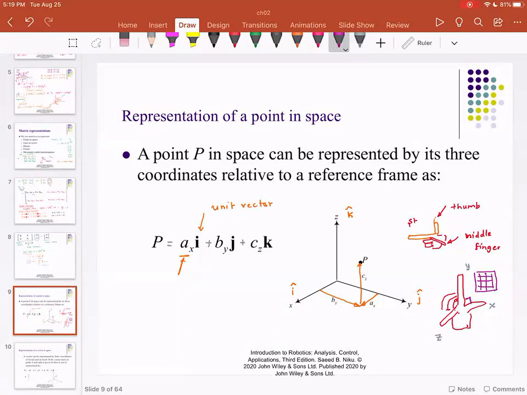And please note that this coordinate system is called the right hand coordinate system.